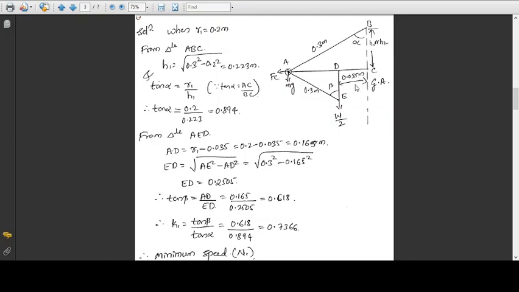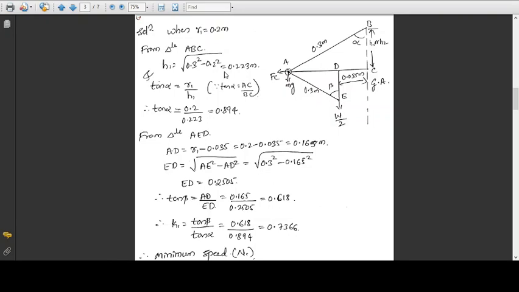Now we'll try to solve the problem. Let us consider first R1 as 0.2 meter. Again, from the triangle ABC, H1 equals square root of 0.3 square minus 0.2 square.